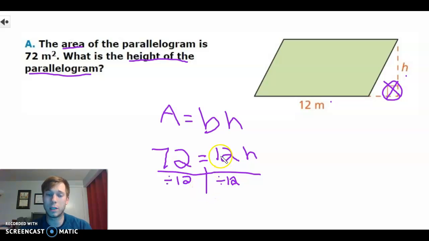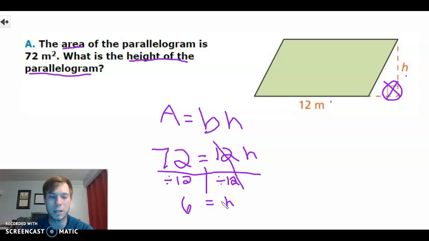Okay. When we do 12 divided by 12 on this side, we're going to be left with 1, so those cancel out. And we're just left with our variable h. We can bring down our equal sign. Now we get to do a little bit of math here. So with your calculator, you can do 72 divided by 12, or if you know 72 divided by 12 in your head, you can do that as well. When you do that, you still get 6 as your height.